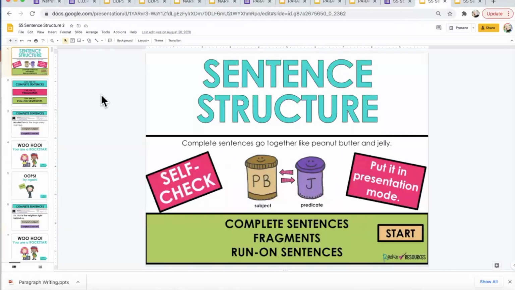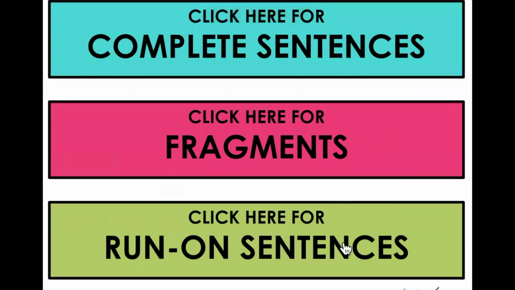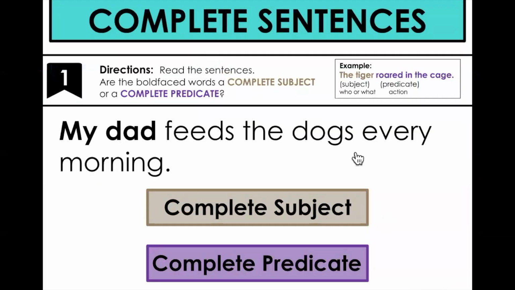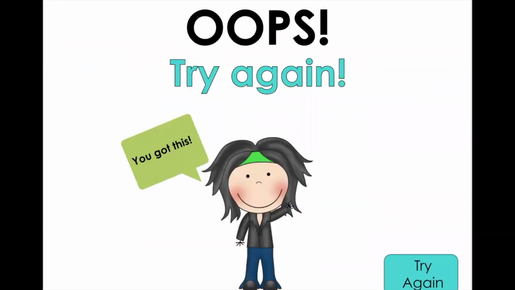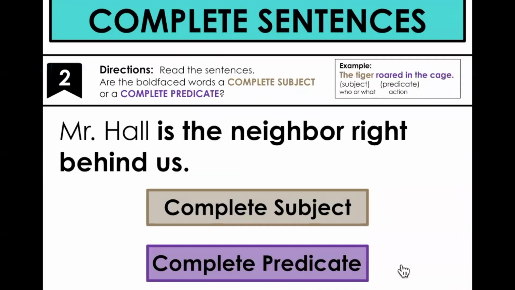So for sentence structure number 2, it's called the self-check. And as you notice, it says, please put into presentation mode. So you would want to put it in presentation mode, press start, and here are your 3 lessons that you saw in sentence structure number 1. You have your 3 lessons here. You click on the one that you're working on. Oops, that's wrong. It takes you back. You choose the right one, and it takes you on to the next question.